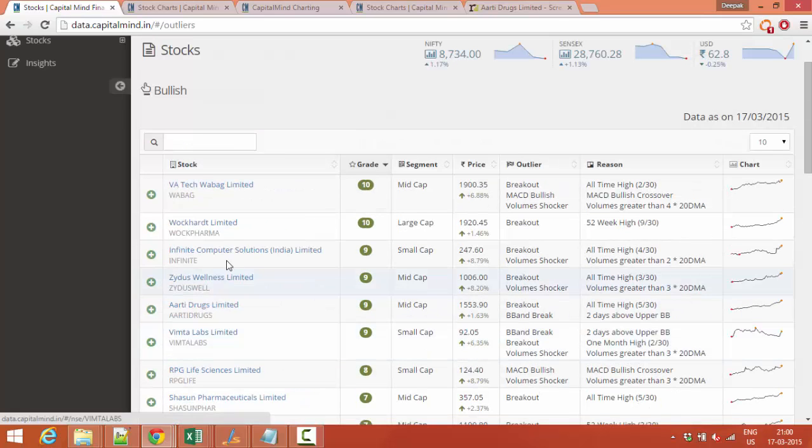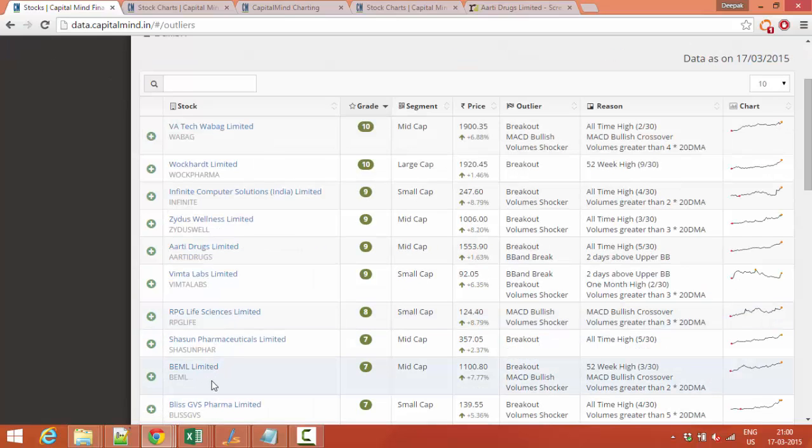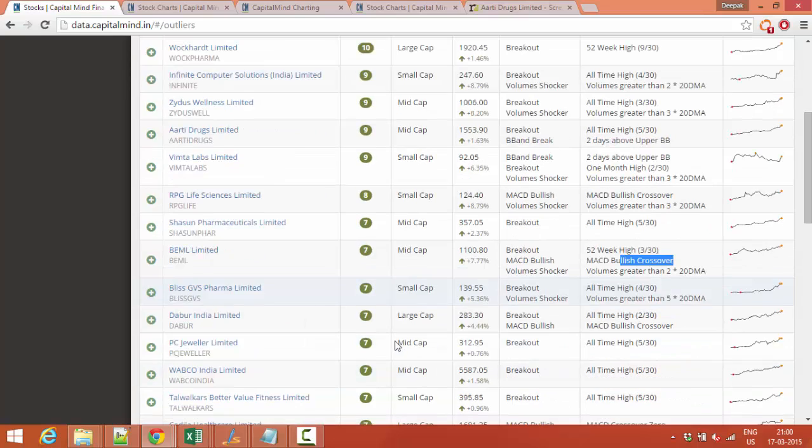Looking further, the next sector that looks very interesting is, if you look at it, there are companies. BML, which is one of the Capital Mine Premium stocks, is still doing well. It's broken through into a 52-week high. 3 days out of the last 30, you got a bullish crossover on MACD. Continue to retain that.